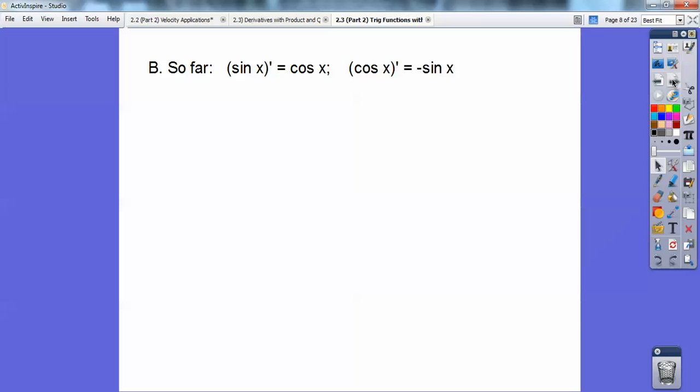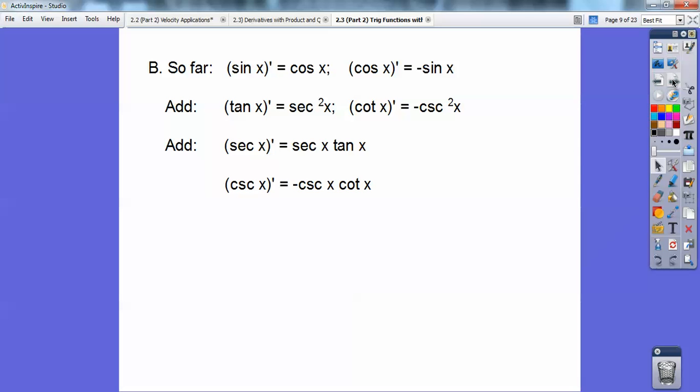The derivative of sine is cosine. The derivative of cosine is opposite sine. And then let's add that the derivative of tangent is secant squared x. And you can do it the same way to get that the derivative of cotangent is opposite cosecant squared x, okay? And we'll do one of these here in just a minute. So the derivative of secant is secant x tan x, and the derivative of cosecant is opposite cosecant cotangent.